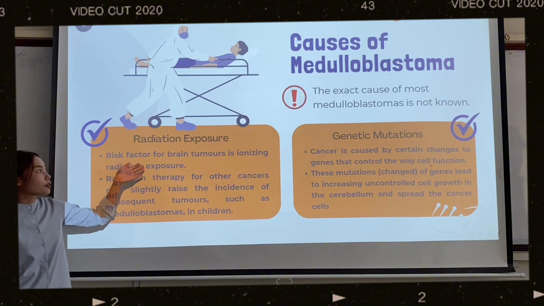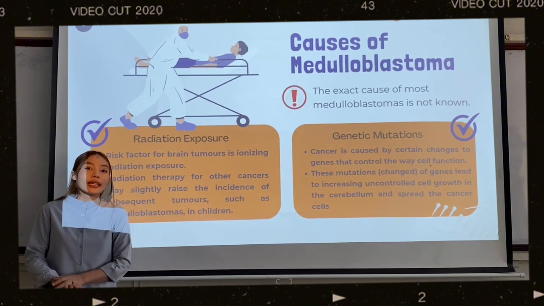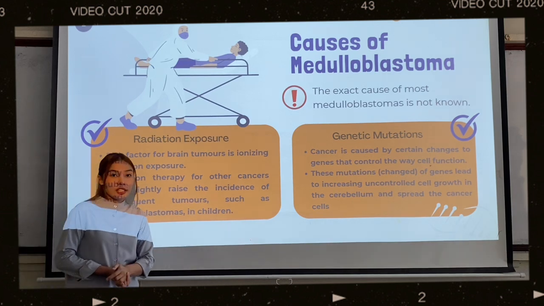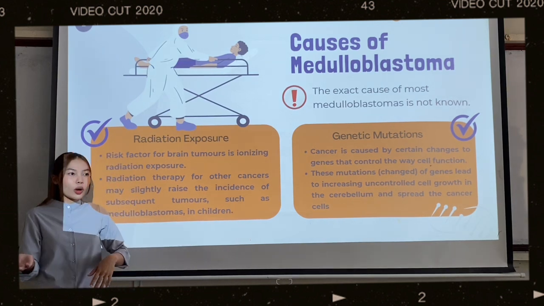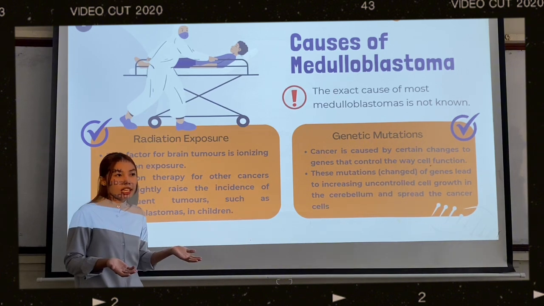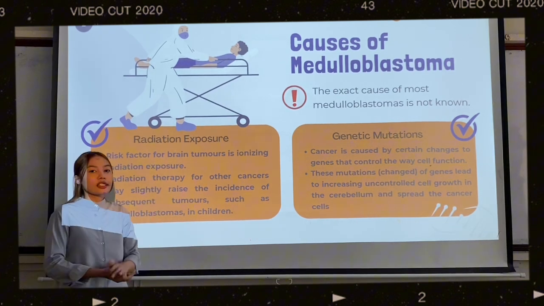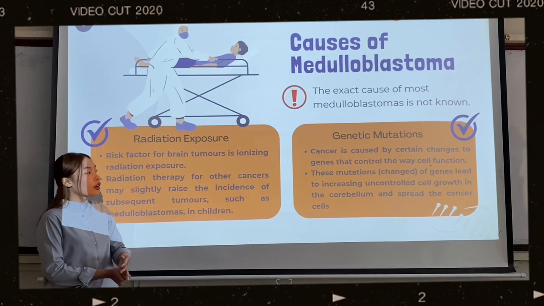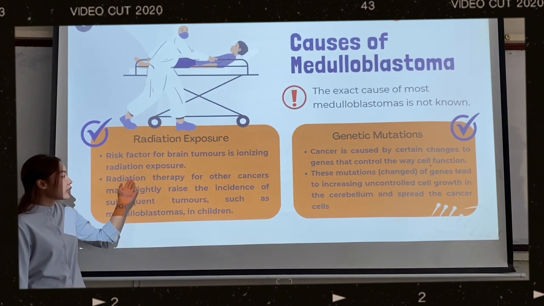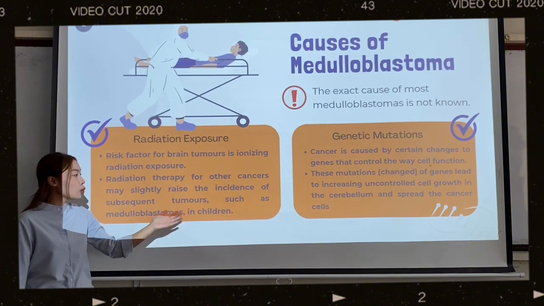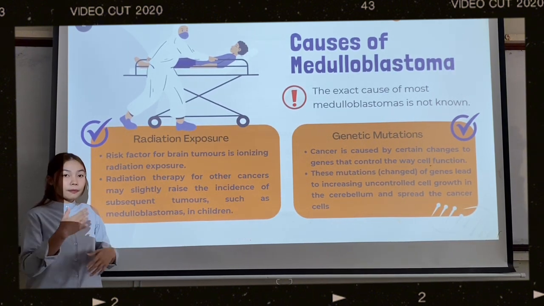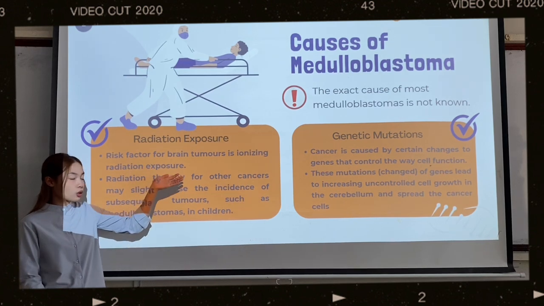And then the next factor is radiation exposure. It is not common, but children who develop another cancer when they are born will undergo certain radiation therapy, such as CT or X-ray, to evaluate the cancer. The radiation therapy will raise the incidence of subsequent tumors, which can develop as medulloblastoma.